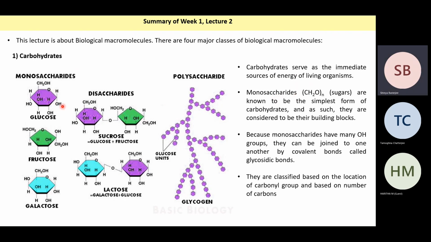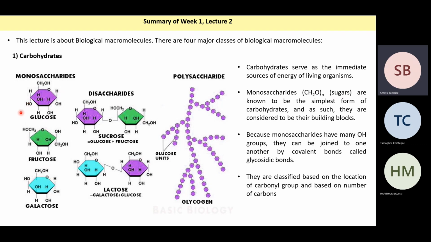Monosaccharides are of many kinds. Here are 3 examples: glucose, fructose, and galactose. And the basic formula for them is (CH2O)n, because it is carbohydrate, carbon, and H2O, which is hydrate. And these are the simplest forms of the carbohydrates, and so these are their building blocks.